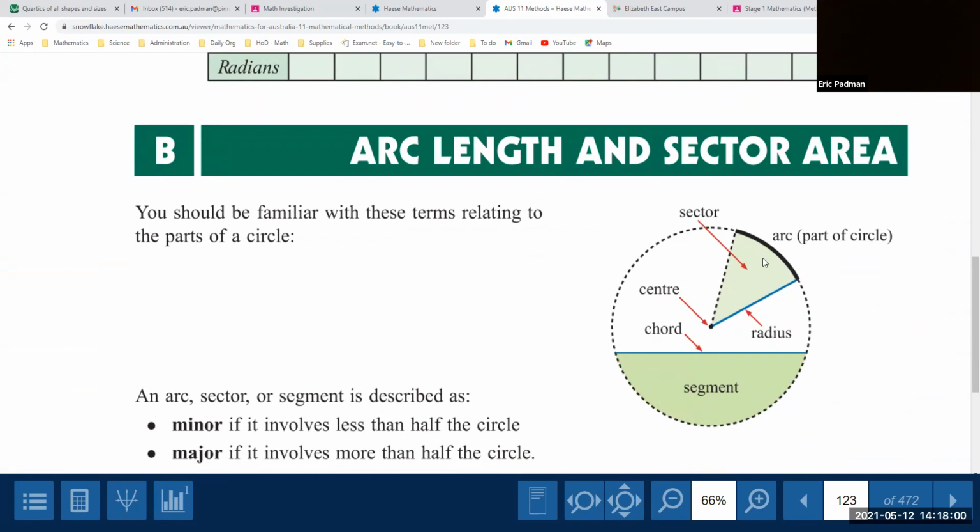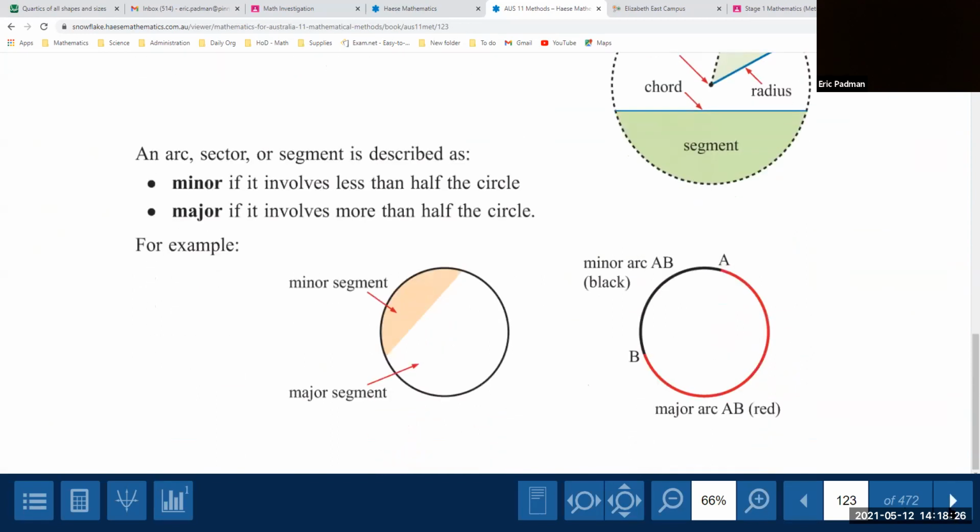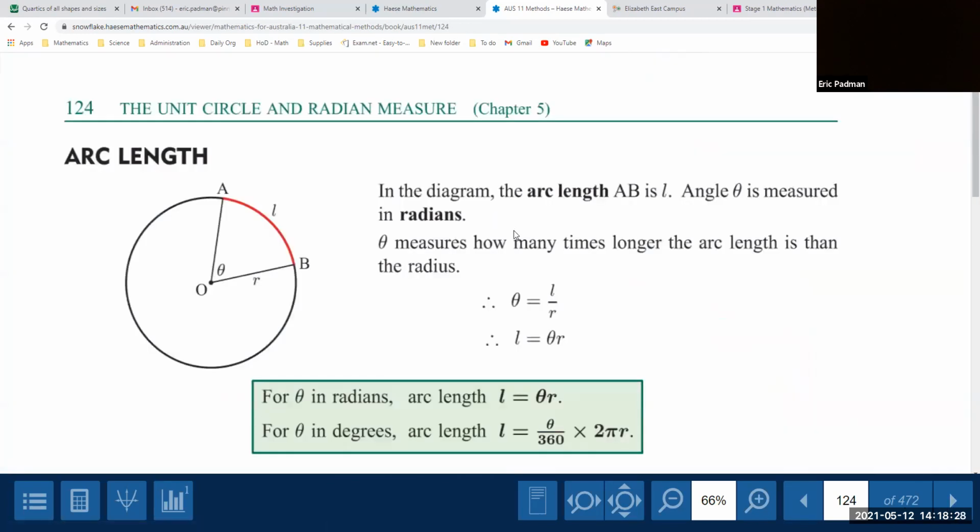The sector area is the area of your pizza slice. That makes sense? Okay, segment, don't worry about that for now. We need to cover the area of a triangle using angles to actually determine that, but we'll save that for another day. So really all we're going to be doing is sector areas and arc lengths. All right. Okay, so moving on.